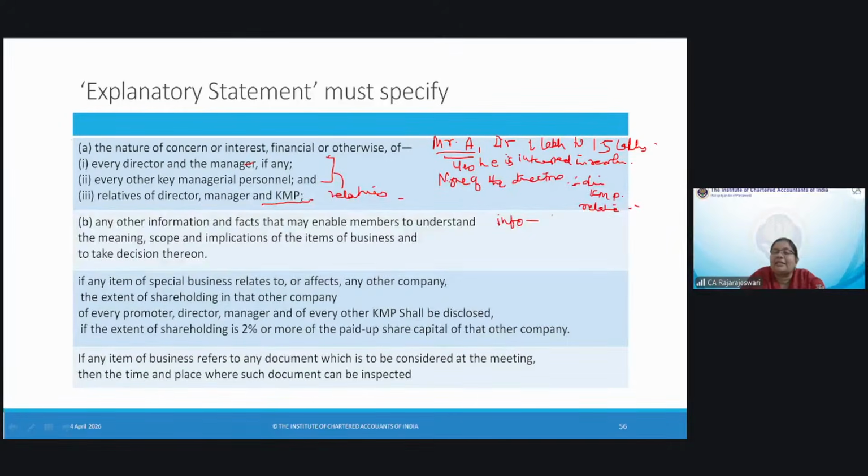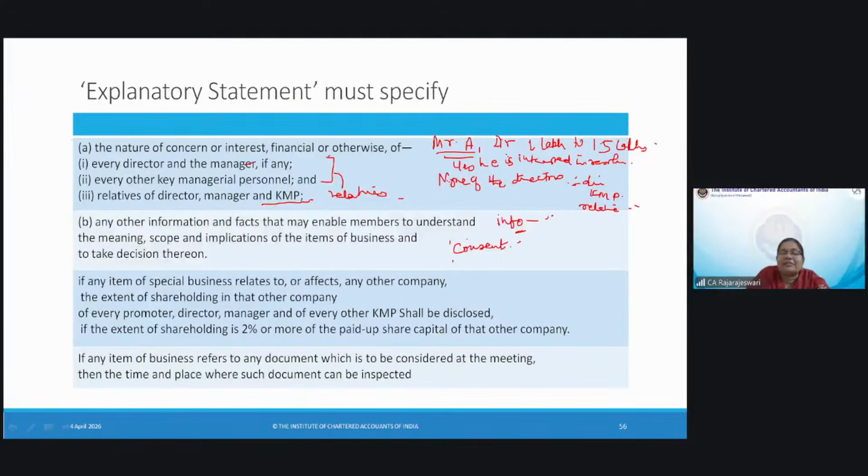So currently Mr. A has a remuneration of 1 lakh. Now that remuneration needs to be increased to 1.5 lakhs. That is the information you give to the shareholders to understand the meaning, scope, and implications of the items of business. They have to give their consent. How can you give consent without understanding? So for that, you have to enable the shareholders to understand, and for that, you have to give the basic information.